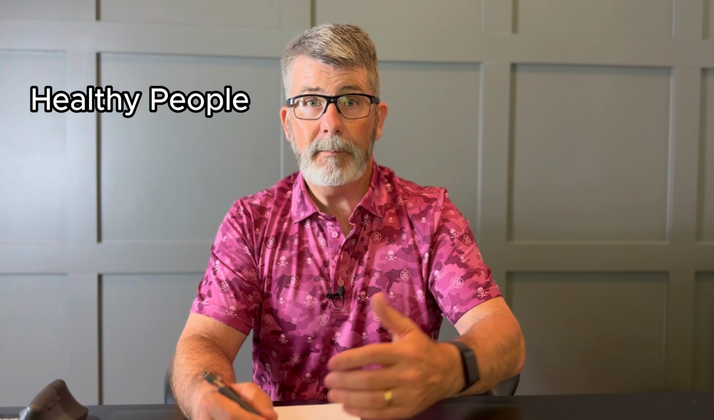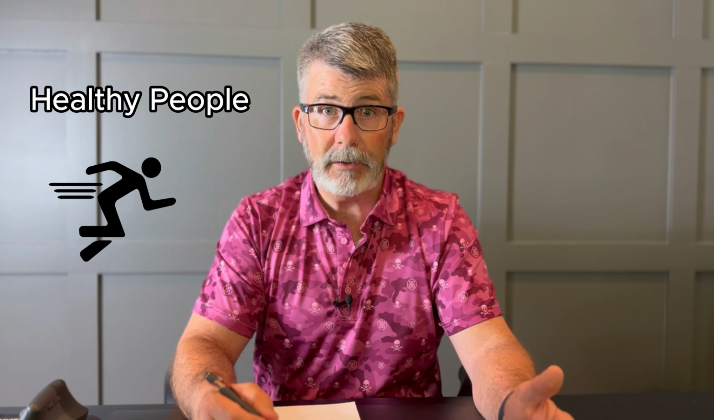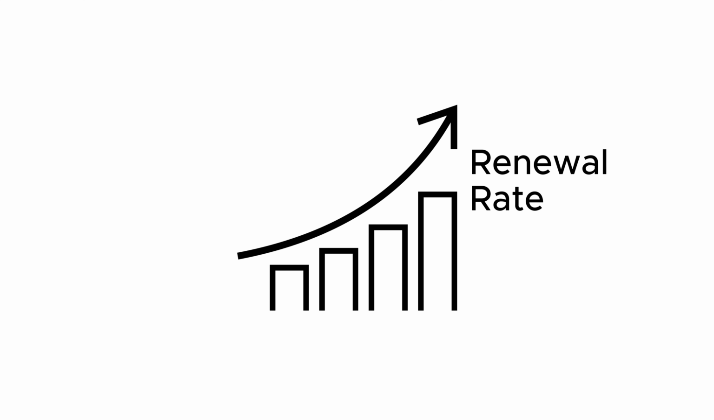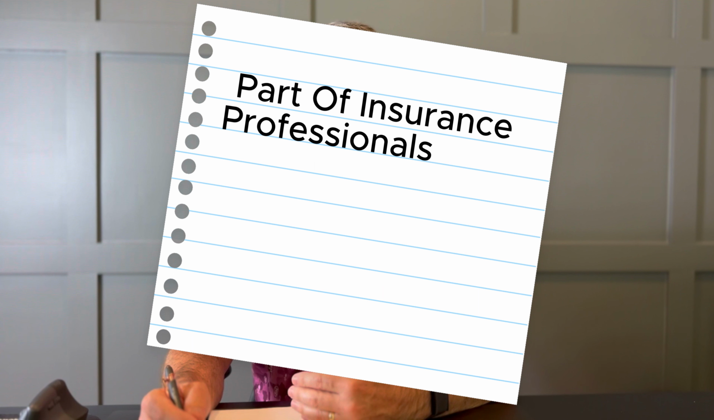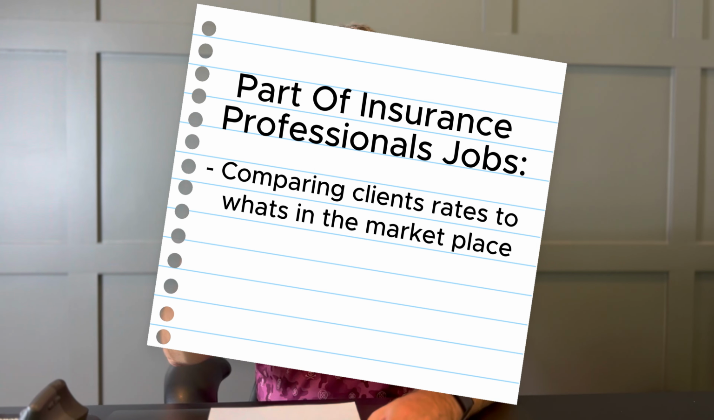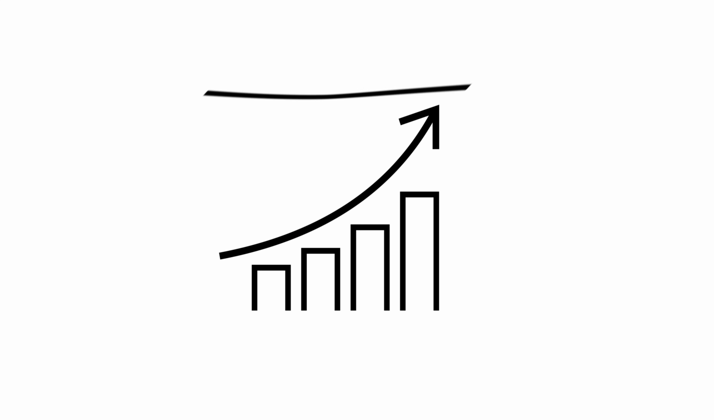What insurance companies know is at renewal, healthy people go and buy new life insurance elsewhere, and unhealthy people keep it. So the renewal rate is significantly higher than current market rates. But if you can't buy it, it's still a good rate. Part of our job as an insurance professional is to be comparing your rates to what's in the marketplace, and if you're healthy, to consider switching. The death benefit on term is level. So it's a level death benefit with an escalating cost over time.